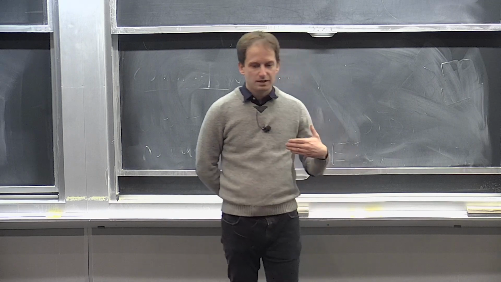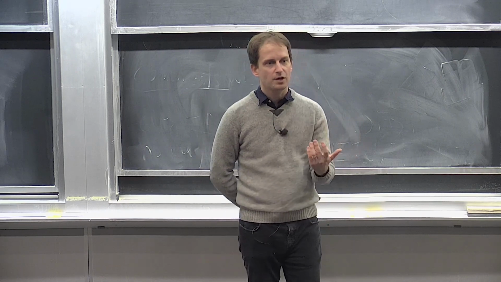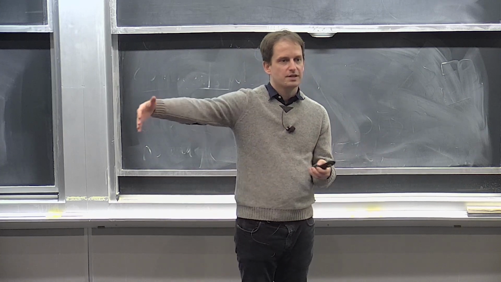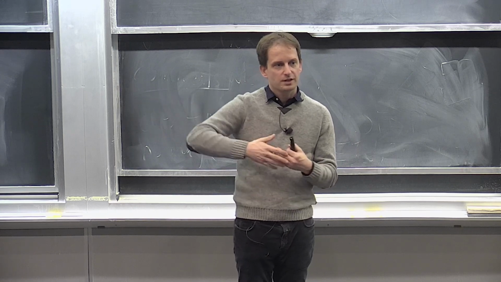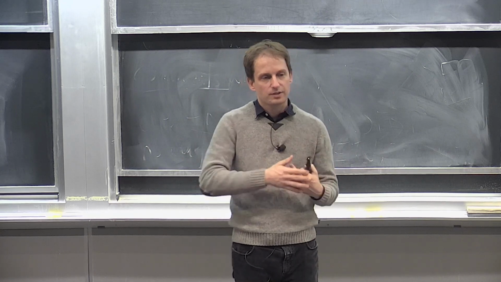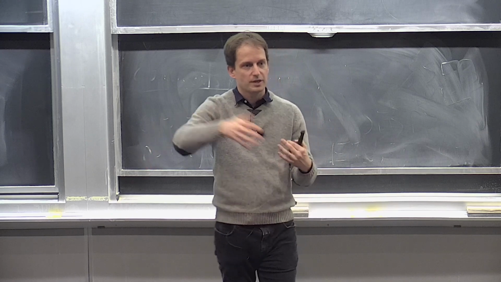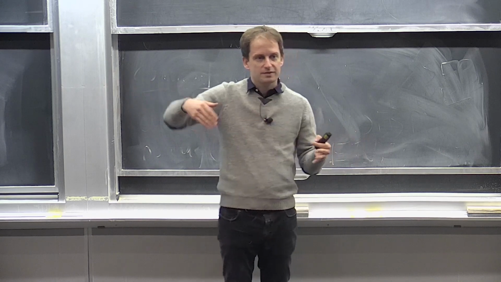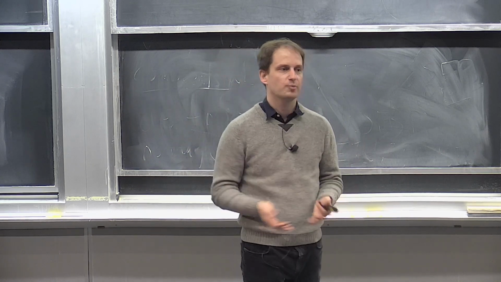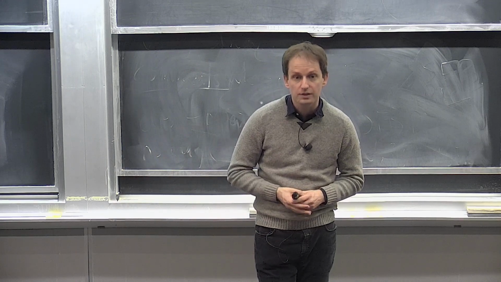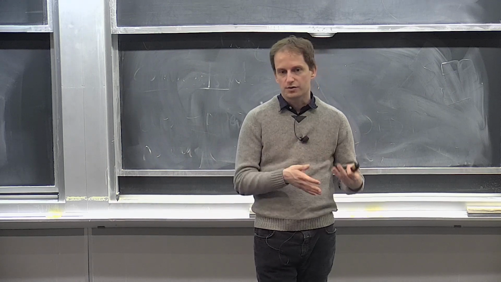The reason being that if you are indifferent between $15 and $20, you're discounting anything in the future by 3/4. The money in the future is worth 3/4 as much to you as the money right now. That's $20 versus $15 in a month from now. And then I have to do this every month. So 3/4 to the power of 12 will give you something like 0.03 as delta. So I'm calculating the yearly discount factor using your monthly choice.